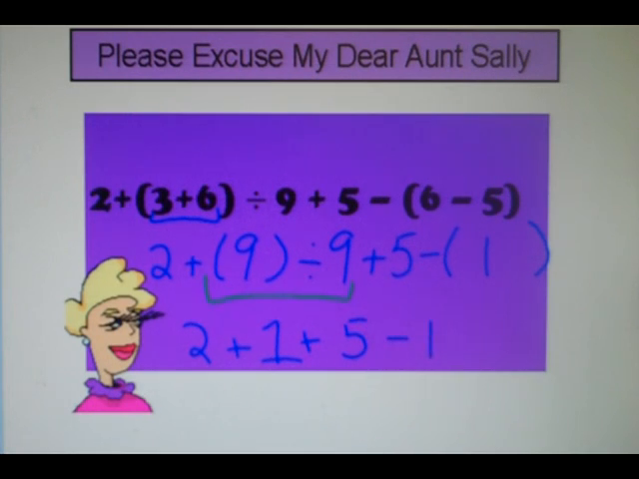Last step is to do all your addition and subtraction. We can add 2 plus 1, we get 3. 3 plus 5 is 8. 8 minus 1 equals 7.